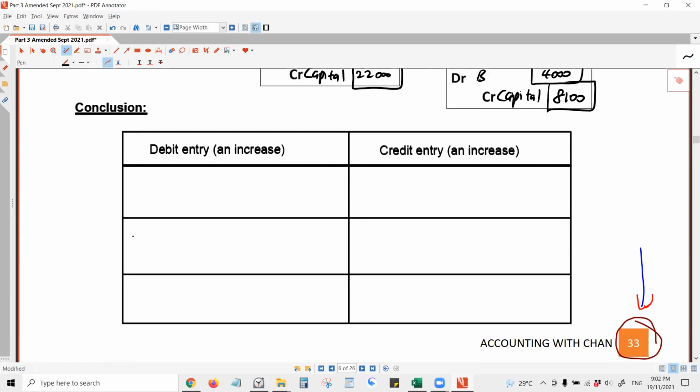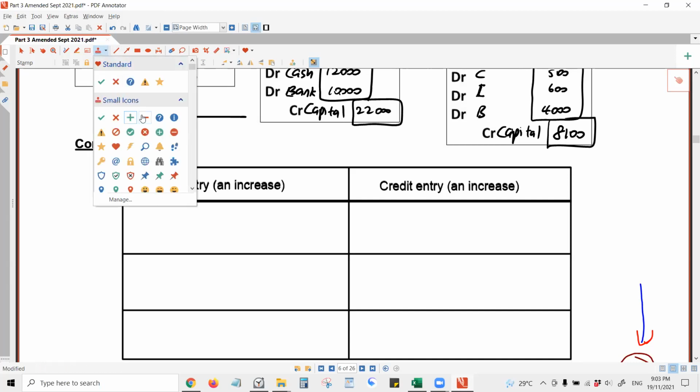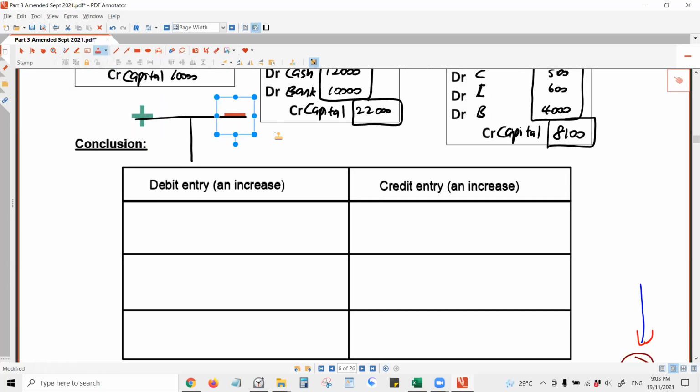Let me tell you another common misunderstanding in students. Students think that in a T account, the plus is always on the debit side. And then they also think that the minus is always on the credit side. That's not true. I mean, I don't mean that it's not true, but that's not always the case. Whether the plus is on the debit or credit side, it depends on what account you are looking at. It depends on whether it's an asset, liability, income, or an expense.